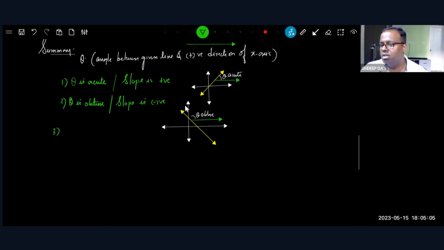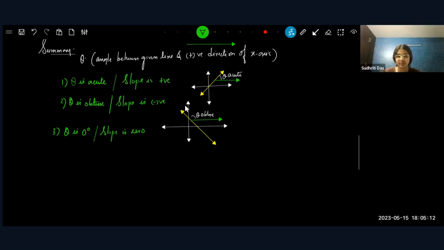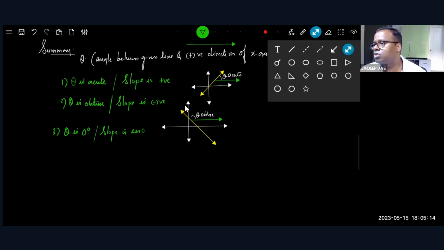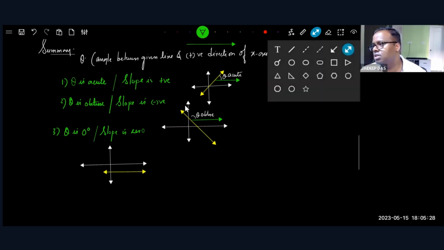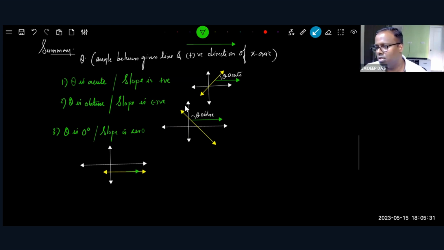Number 3: theta is 0 degree. The slope is 0. So let's make that diagram also. We'll make it here. Our line can be made anywhere, make it here. And where is the positive direction of the x-axis? The positive direction of the x-axis is here. Fine. So we say theta is equal to 0 degree.